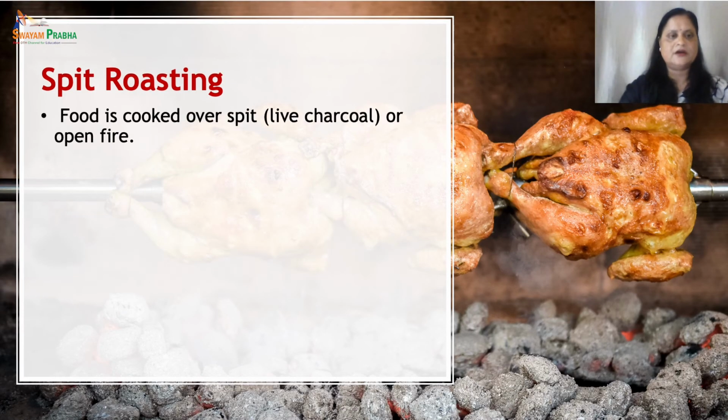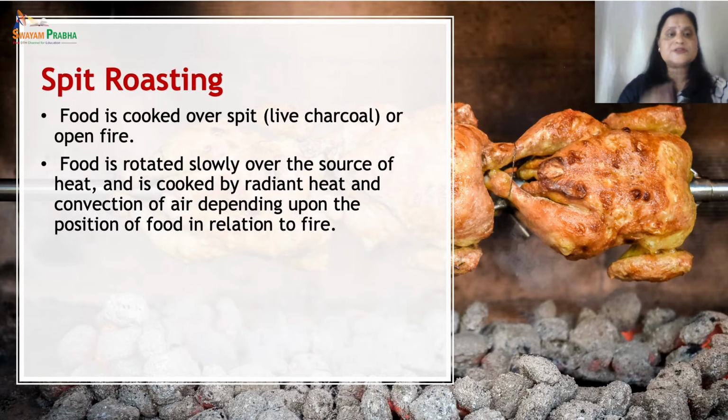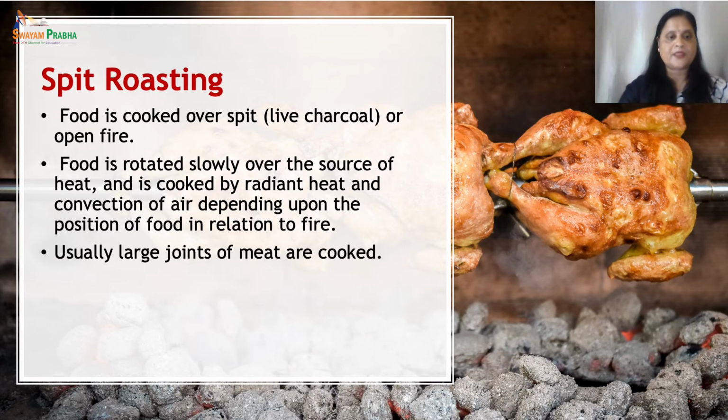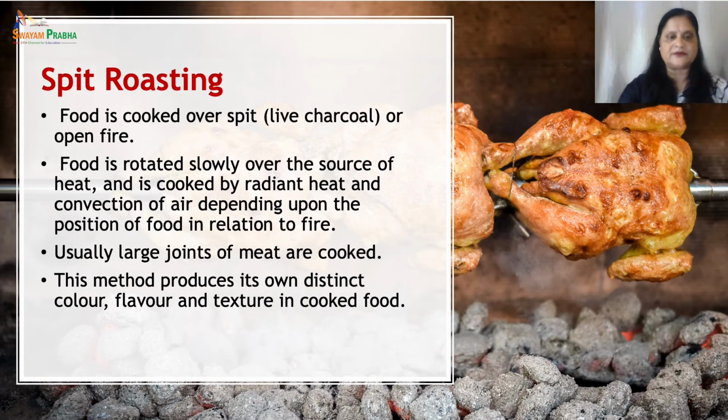Spit roasting. Food is cooked over a spit, that is live charcoal or open fire. Food is rotated slowly over the source of heat and is cooked by radiant heat and convection of air depending upon the position of food in relation to fire. Usually large joints of meat are cooked by this method. This method produces its own distinct color, flavor, and texture in cooked food.